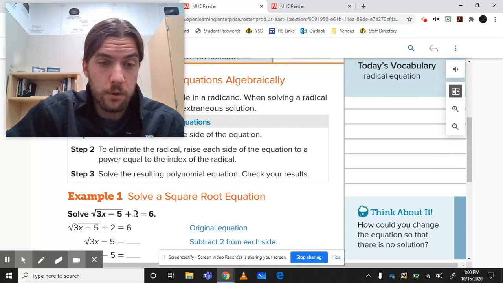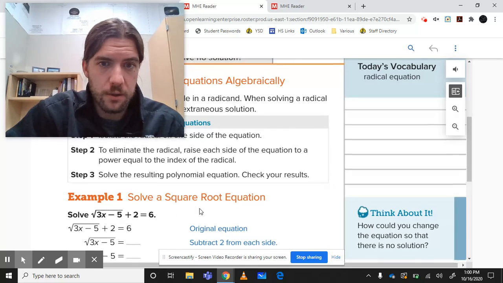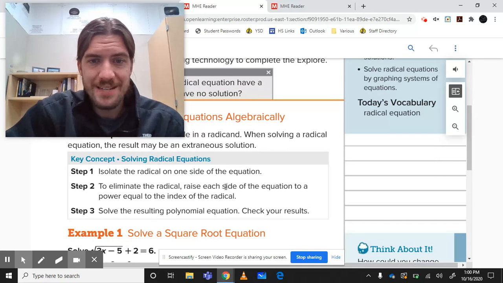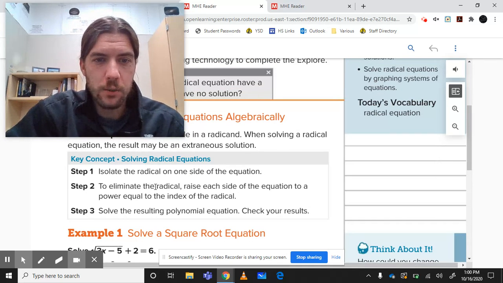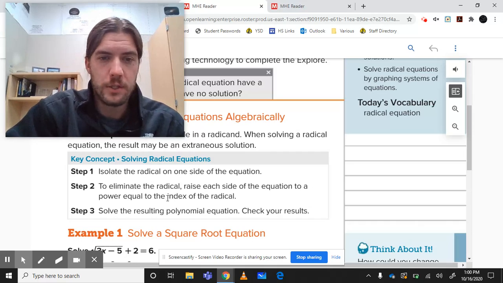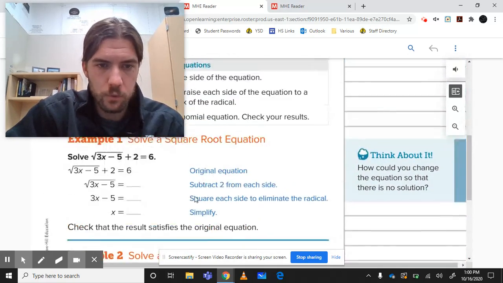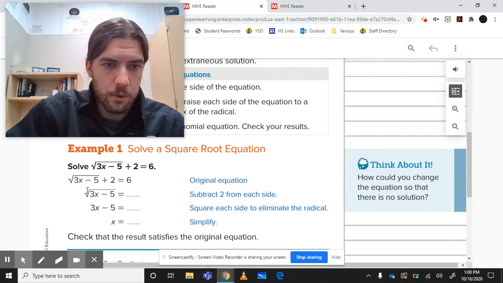So for this example, you'd get that 2 away from the left side and isolate the radical on the left side of the equation. To eliminate the radical, you need to raise each side of the equation to a power equal to the index of the radical. So the index is the number that we would typically write in this little position.